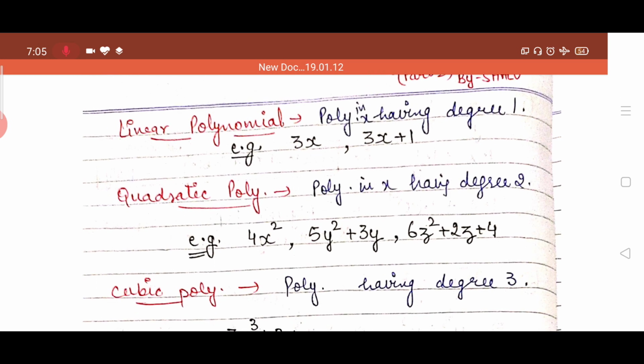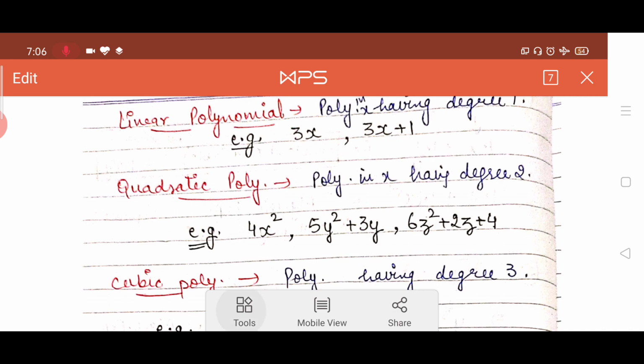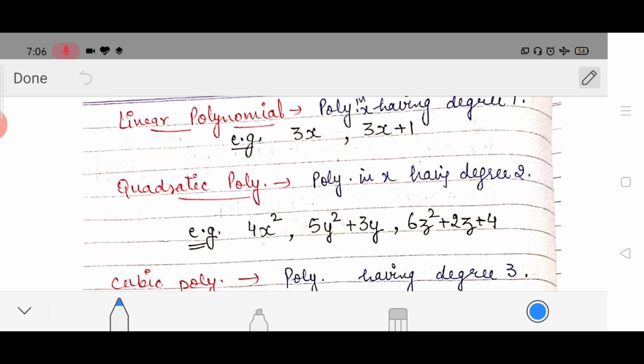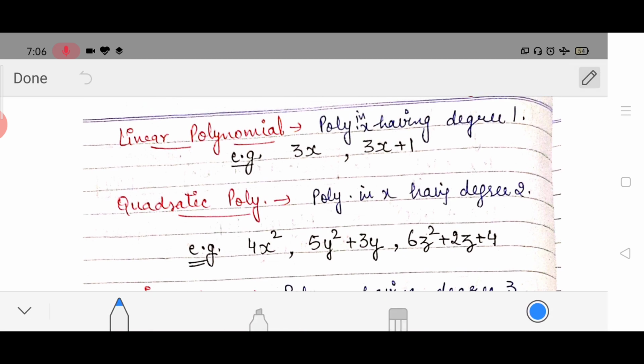Okay, so we are having three types of polynomial: first is linear polynomial, then quadratic polynomial and cubic polynomial. We can have more types too, but we will study only three types of polynomial in our class. So first is linear polynomial. What is linear? Linear means single. So linear polynomial means a polynomial in x having degree 1.